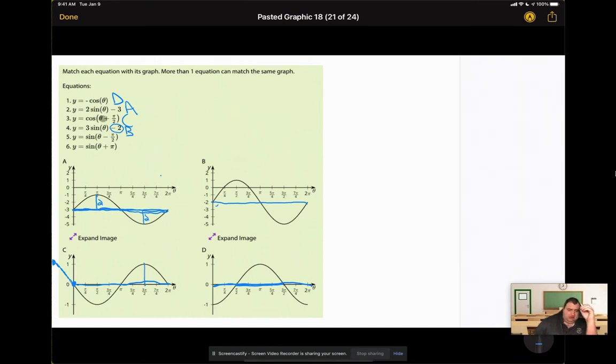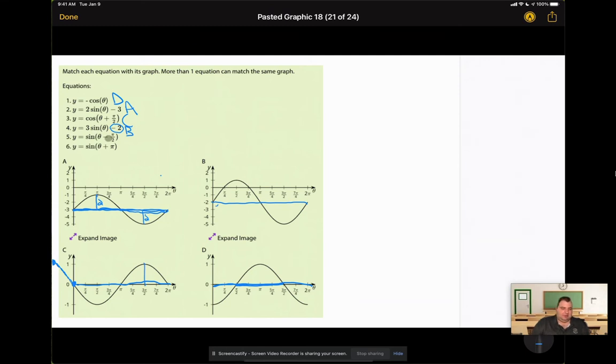Okay. Number 5, sine of theta minus pi over 2. So notice here, when it was theta plus pi over 2, that meant pi over 2 to the left. In this case, it's going to be pi over 2 to the right. Now, this time it's sine instead of cosine. Remember the cosine graph goes from 1 down to -1 and back up to 1. The sine graph starts at 0 and goes up to 1, down to -1, and then back up to 0. So it starts at 0. At 0 radians, the value of sine is 0.